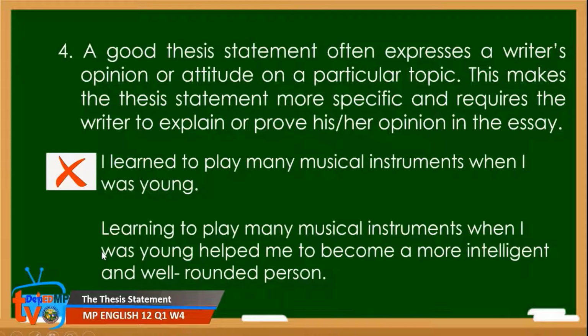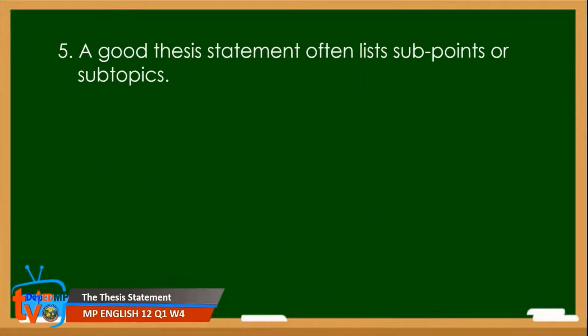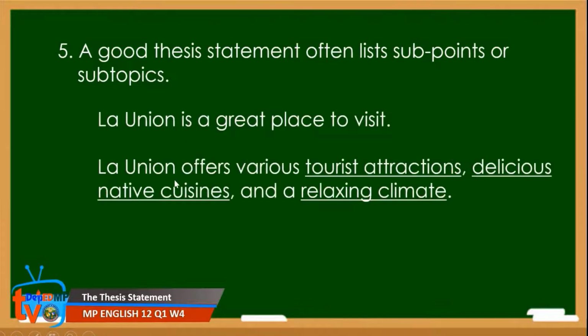This statement is a better version of the first one, as a good thesis statement, because it expresses how the writer feels about the experience of learning to play musical instruments. This thesis statement requires the writer to explain how and why playing a musical instrument made him or her a better person. The fifth and last feature of a thesis statement that I will be discussing is that a good thesis statement often lists subpoints or subtopics. From the given examples, the second example is better than the first one. On this second example, the underlined ideas are the subpoints which will be elaborated further in the body of the essay.